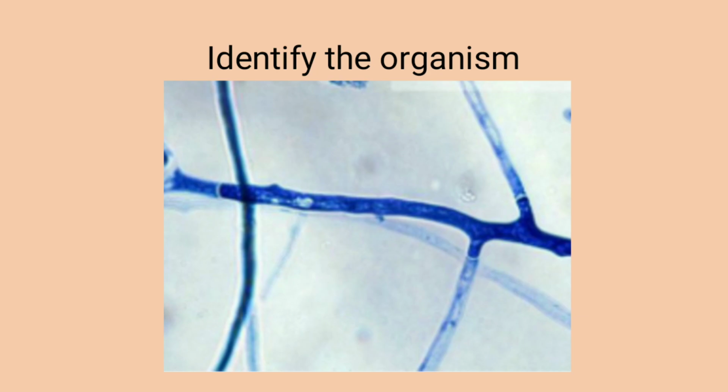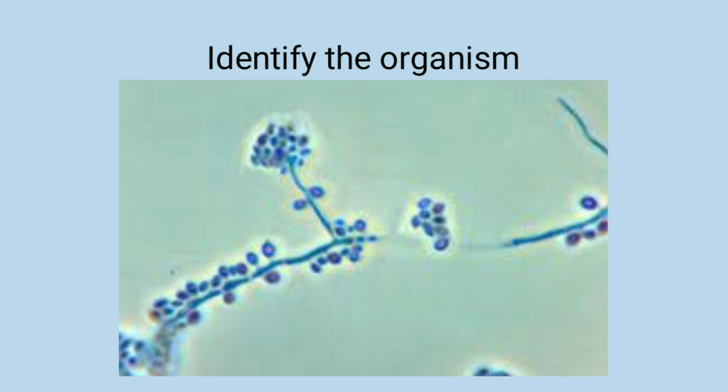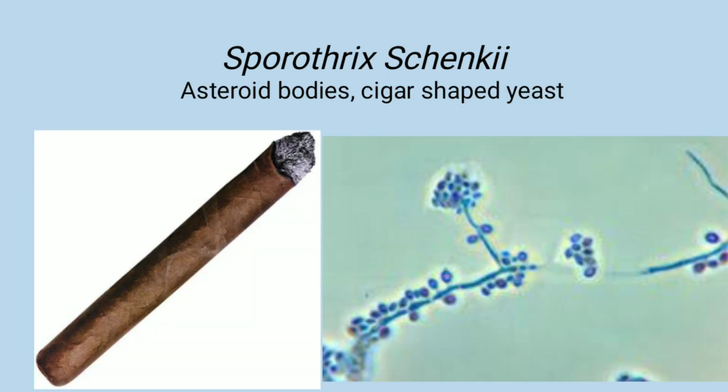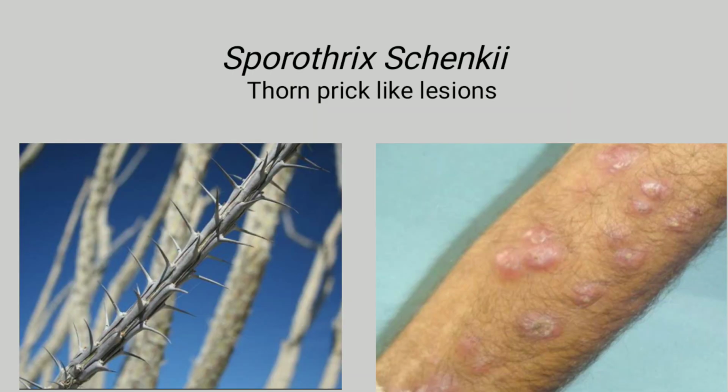Identify the organism. Aseptate branching at right angle, ribbon like, irregular. This is Mucor. Identify the organism. Asteroid bodies, cigar shaped yeast, Sporothrix schenckii. Identify the organism. Thorn prick like lesions, Sporothrix schenckii.